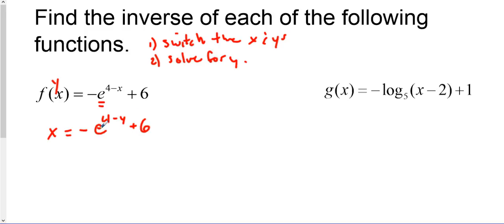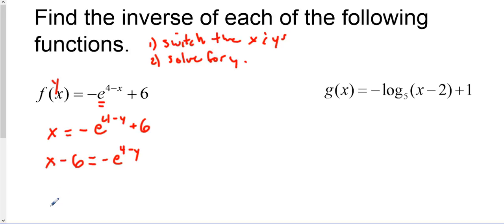From here, we're now going to solve for y. So the first thing is we notice that y is in the exponent. So before we can get y by itself, we first have to get y in this exponential by itself. So I'm going to do a little algebra. We're going to subtract 6 to the other side. So we have negative e to the 4 minus y.